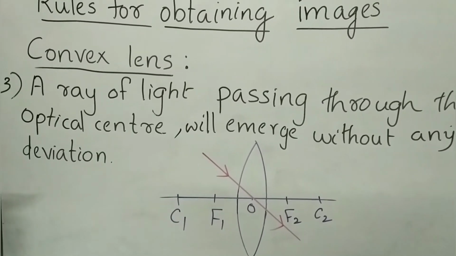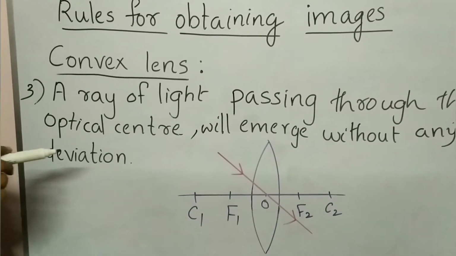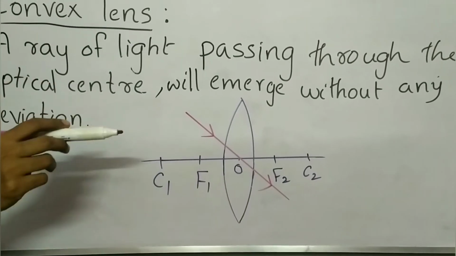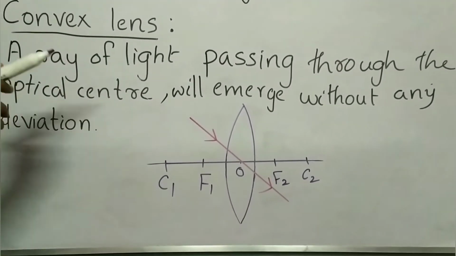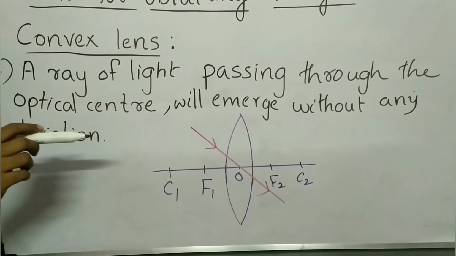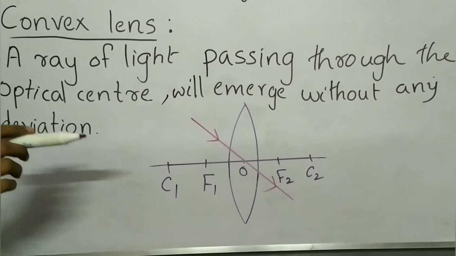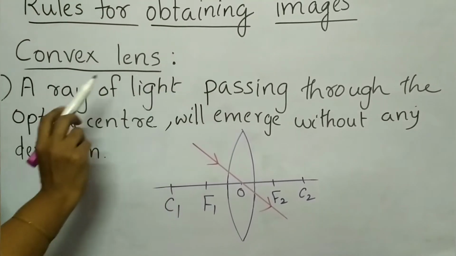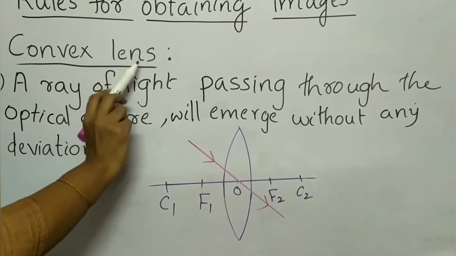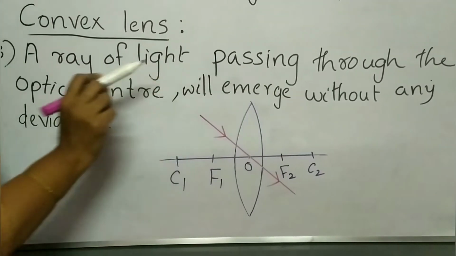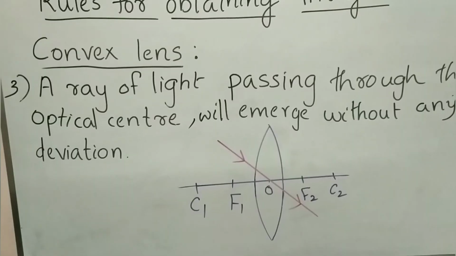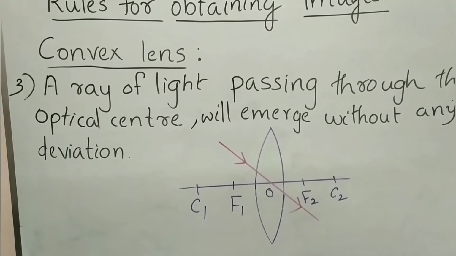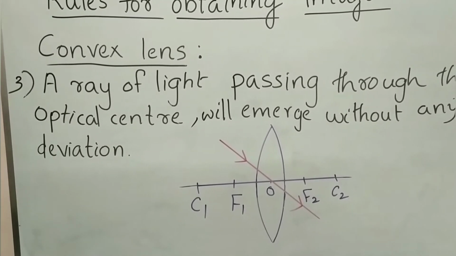The third ray which you can consider is the ray that is passing through the optical center of the lens. You know, if a ray is passing through the optical center of the lens, it can go through without any deviation. Here you can see a ray of light passing through the optical center of a convex lens will emerge without any deviation. Children, for drawing ray diagrams in case of convex lens, you can select any two rays of these three.